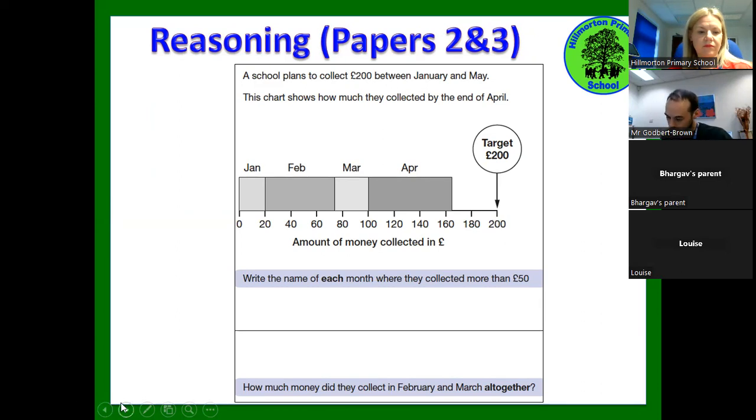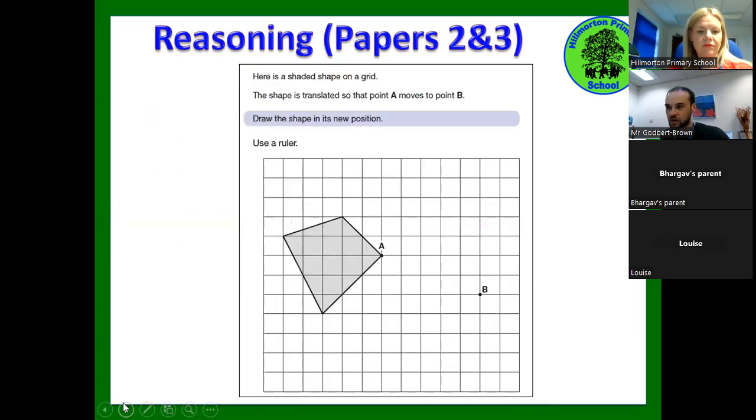There's also graph work and geometry, and this one's translation work. So they need to use a ruler, really important to translate and move that shape to its new position. So they'd use those strategies we've been learning in class to follow those points and move it along so that the shape is moved to area B.